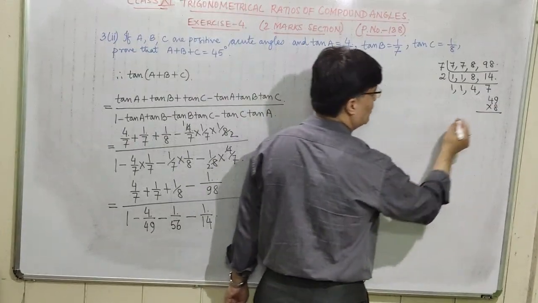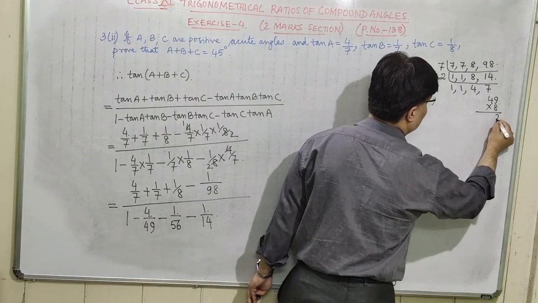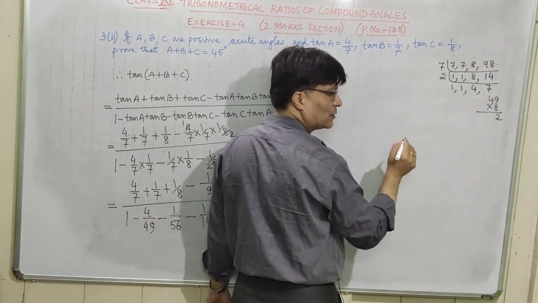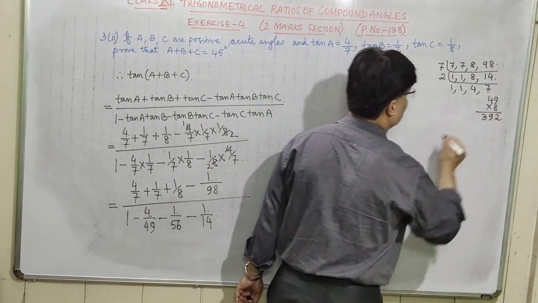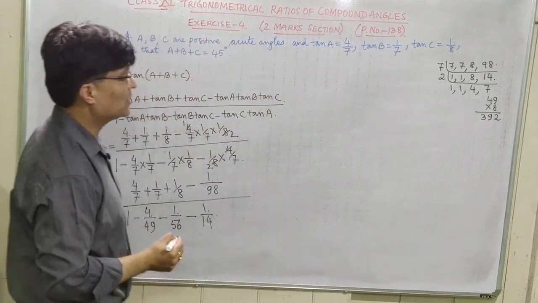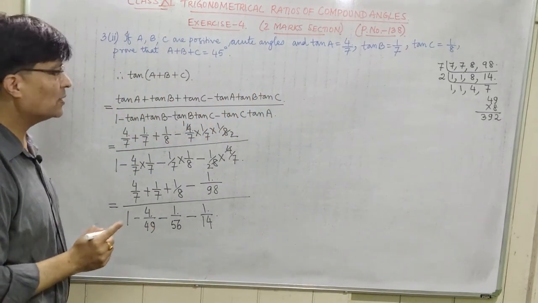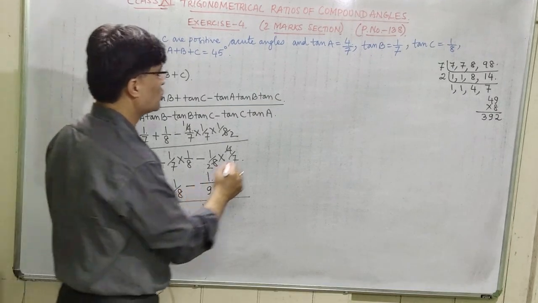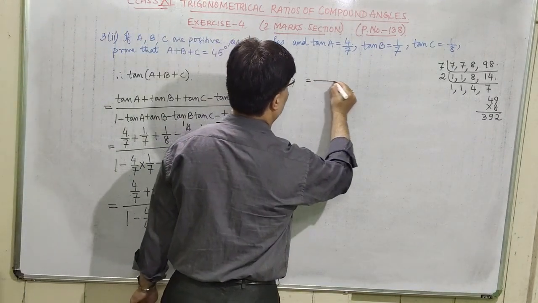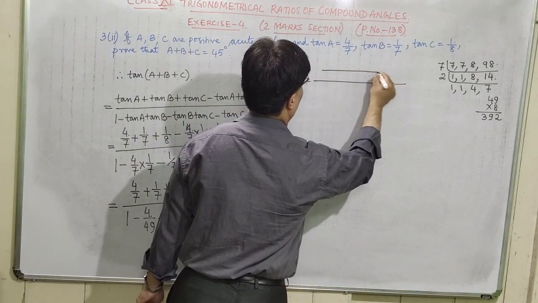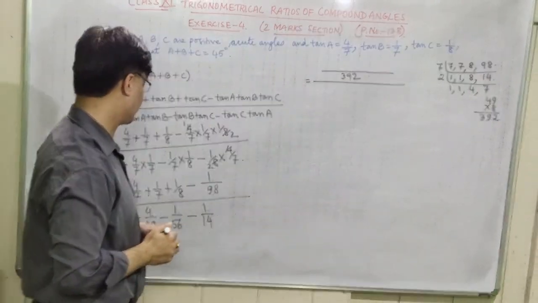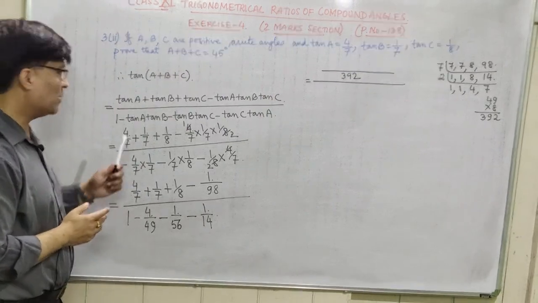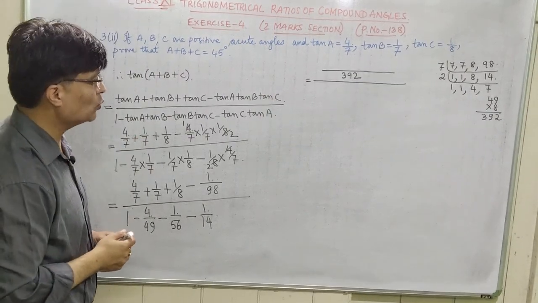So how much is it now? 8 9s are 72, 8 4s are 32, plus 7 is 39. So this is 392. Is that clear? So what's the LCM here now, in the numerator? The LCM is 392.